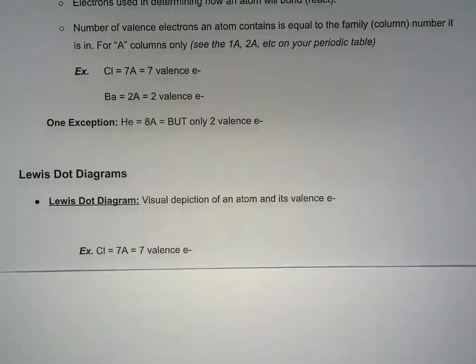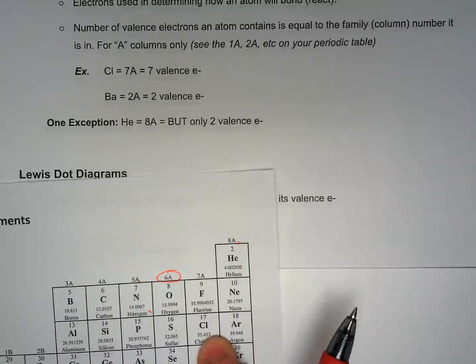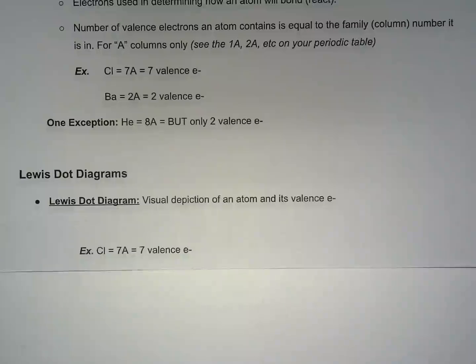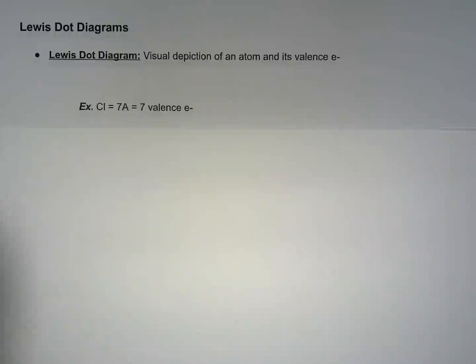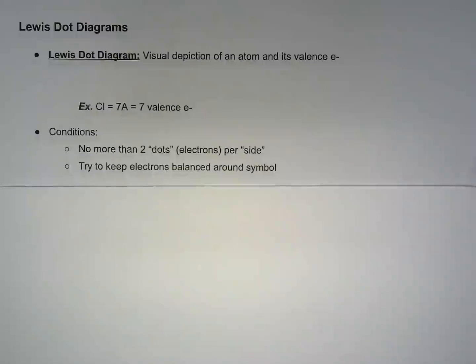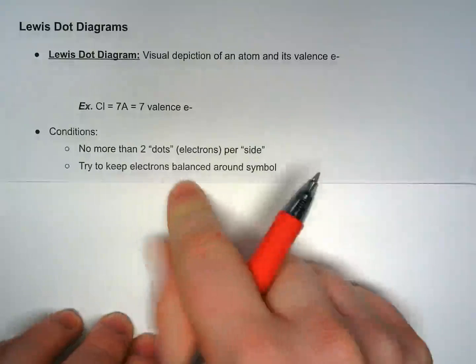As an example, like the one up top, chlorine has 7 valence electrons, and we know that because it's in 7A. Chlorine here, it's in the 7A column. So what do we do in showing a Lewis dot diagram with chlorine? Well, we have to keep some conditions. We are going to show no more than 2 dots per side, and the dots are going to be our electrons. And we are going to keep electrons balanced around the symbol.